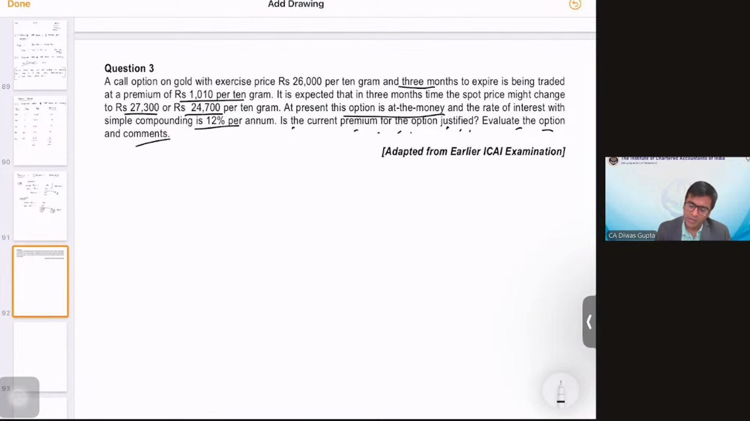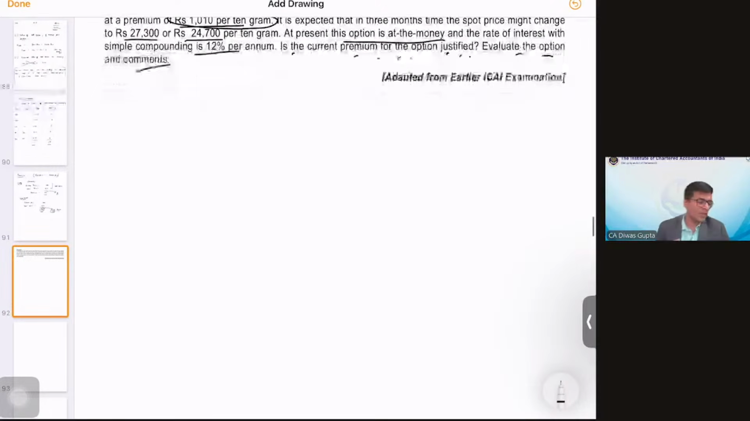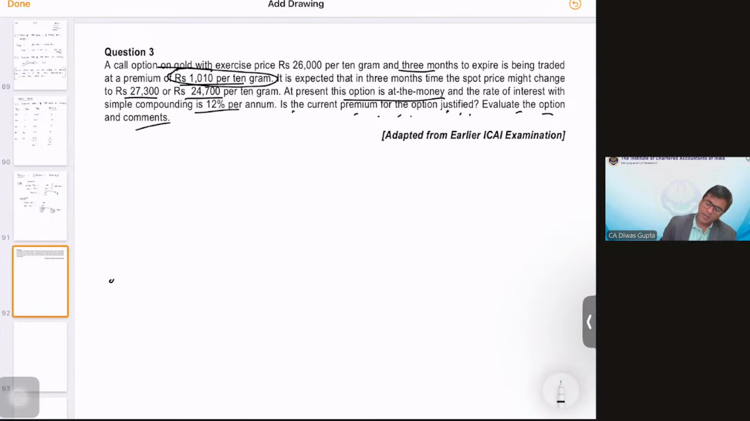Evaluate the option. What is the current premium? 1010. If it is justified, then you will have to evaluate. Now, students, there are multiple things that are given. First of all, tell me, using the approach of binomial model, can we assess what should be the right premium? Because we have been given only two possibilities on expiry. One is higher or lower.